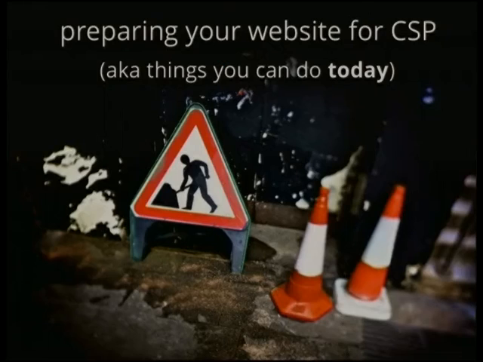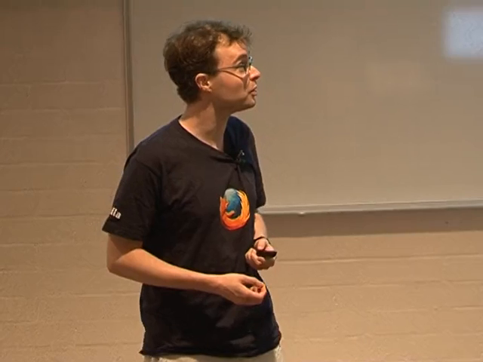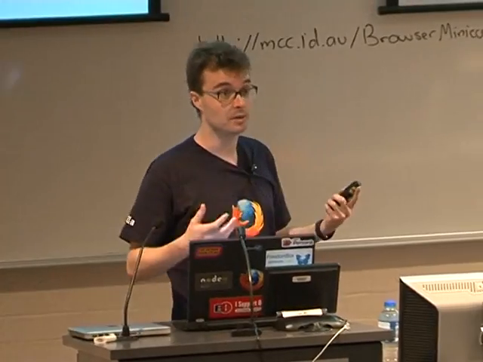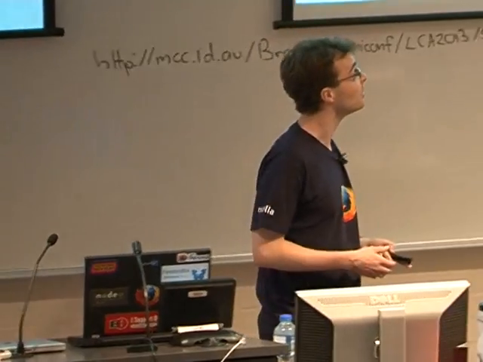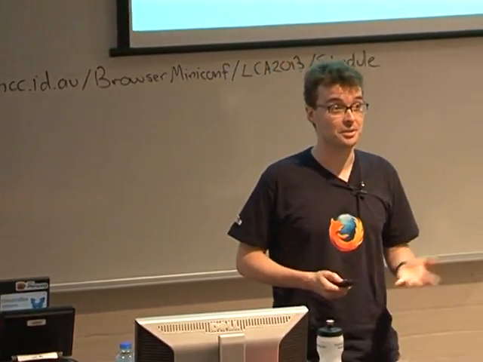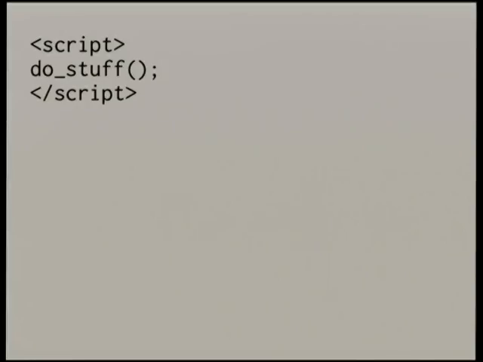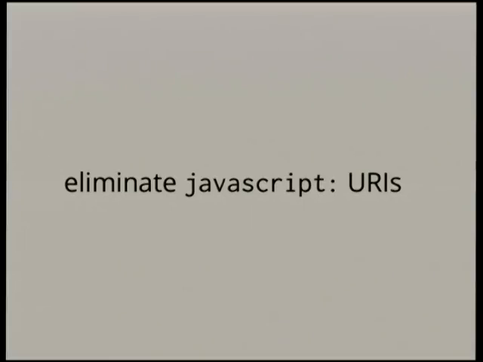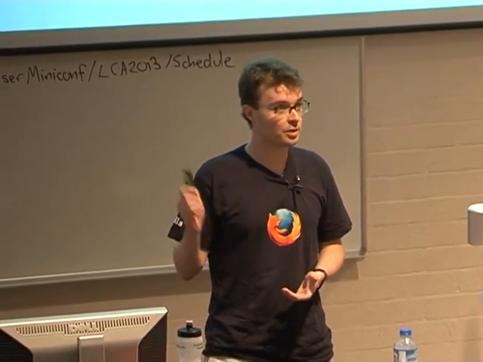Now, what can you do today if you want to get ready for CSP? You may not want to start implementing CSP right now, but what you should do is get ready for it at the very least. First thing you should do is this. Eliminate all inline scripts and styles, because as I said, they are disabled by default unless you re-enable them. And if you do re-enable them, you're losing quite a lot of the value of CSP, to be honest. So if you have a script like this, what you do is you just move it to a file. Pretty simple.